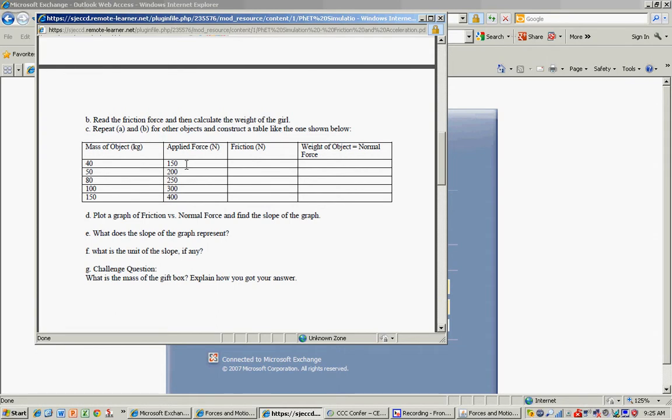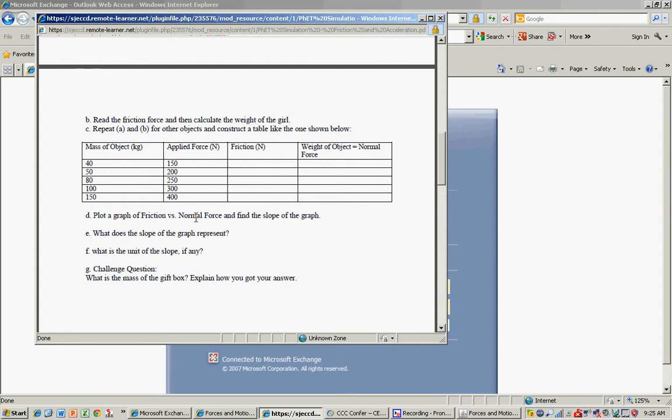And then you have to complete this table. So you apply a force of 150 newtons. What is the value of a normal friction? What's the weight of the object? In other words, what is the normal force? In this case, the weight is equal to the normal force.